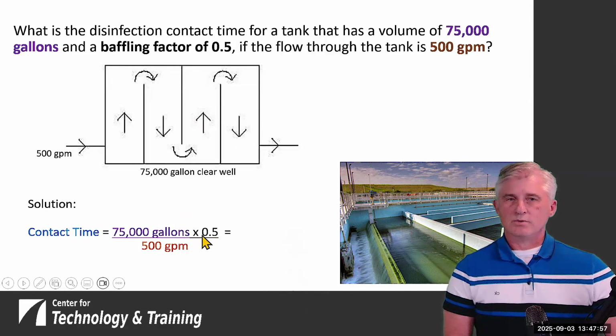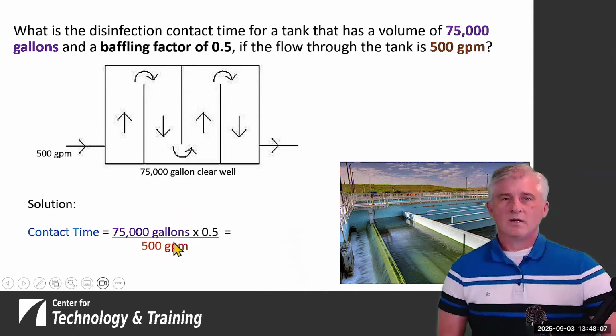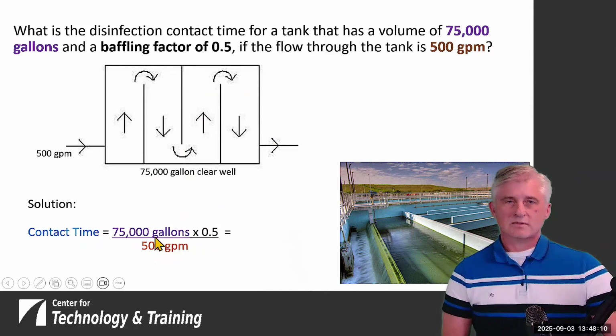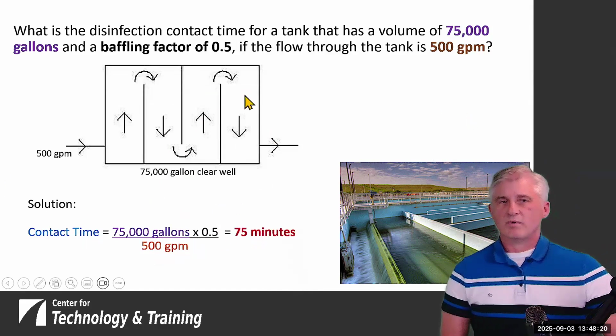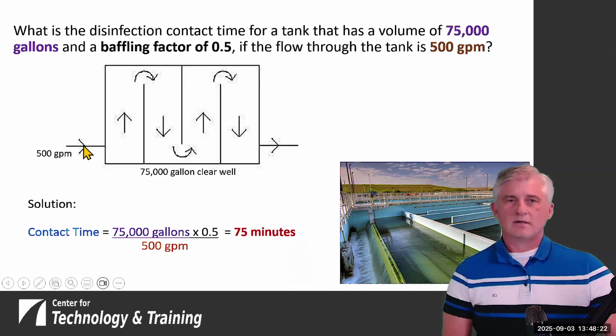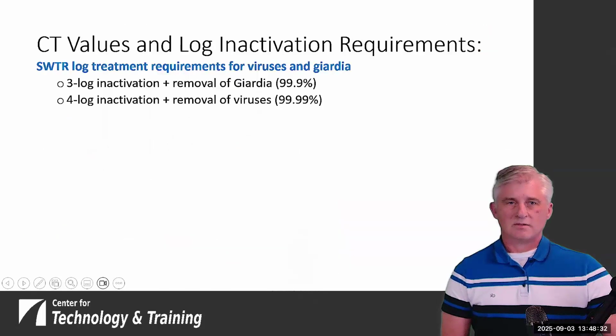So that's going to reduce the amount of actual time that we're seeing because it's a factor of 0.5 compared to, say, a straight pipe of 1. And we're going to divide that by the flow. So it's the volume divided by the flow, and we're going to multiply by that baffling factor. So that gives us 75 minutes. If this was a straight pipe, we'd see twice that, 150 minutes worth of contact time in a straight pipe under the same circumstances.